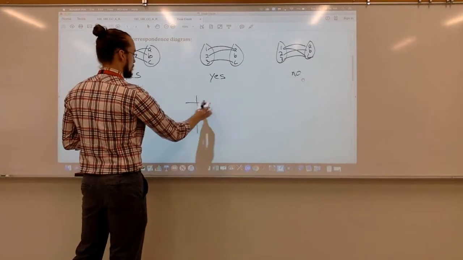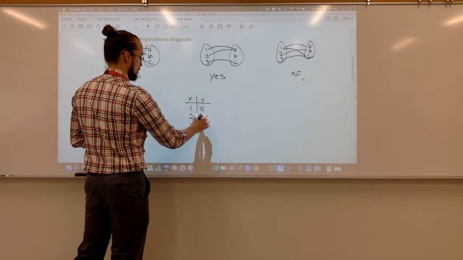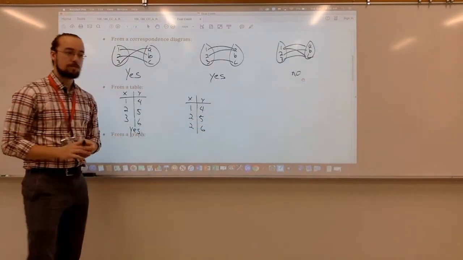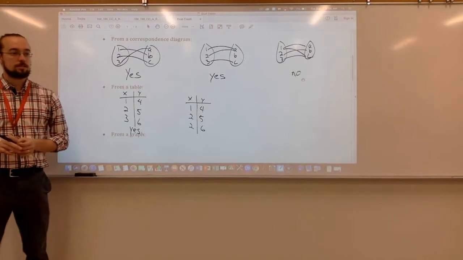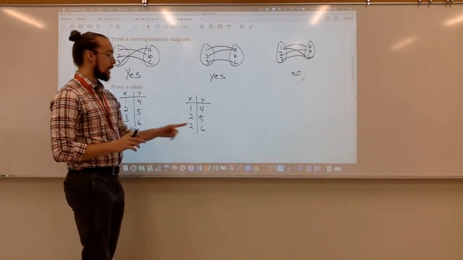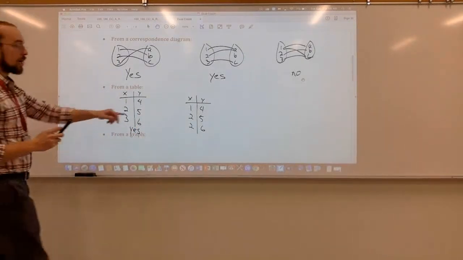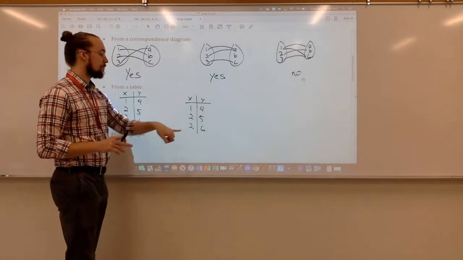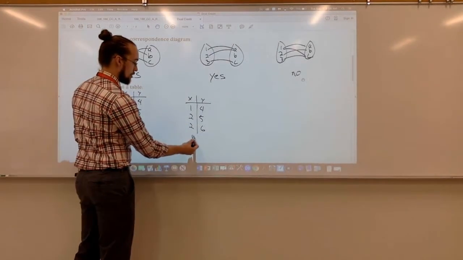How about that? Is that a function? Why is that not a function? Right, 2 is being mapped to 2 different y values. I input 2 one time and I get out 5, then I put in 2 and I get out 6 the next time. That is not a function.